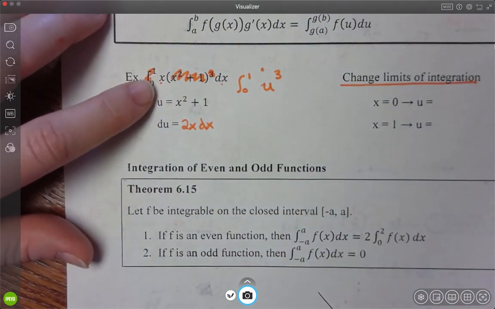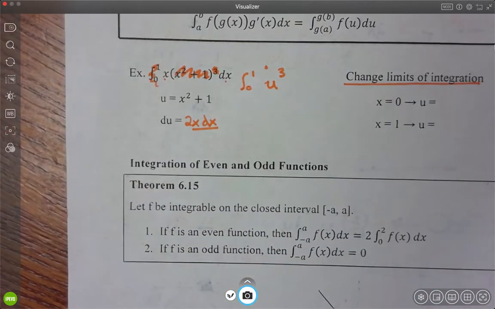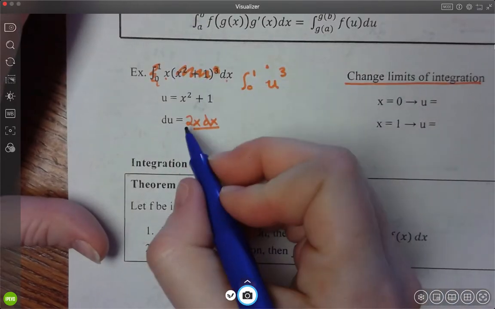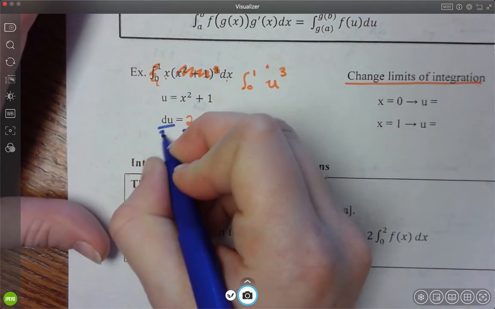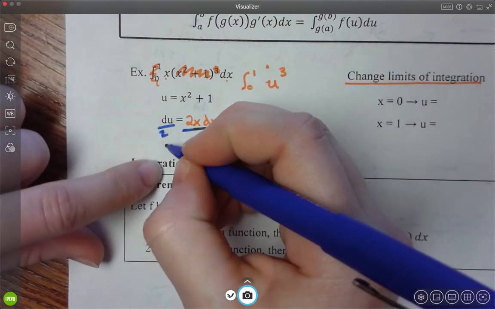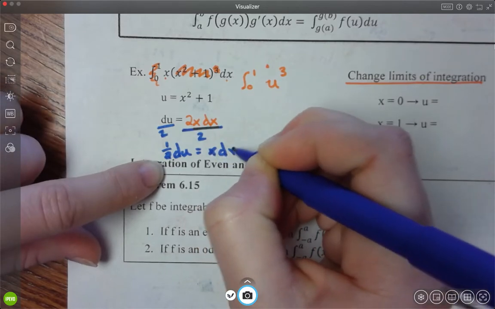Okay, so I have an x and dx here, but I don't have that 2 there. So what do I do with the 2? I can divide the 2 over to the other side. So divide by 2, divide by 2. du divided by 2 is the same thing as 1/2 du, and that's x dx. That's what it will look like.